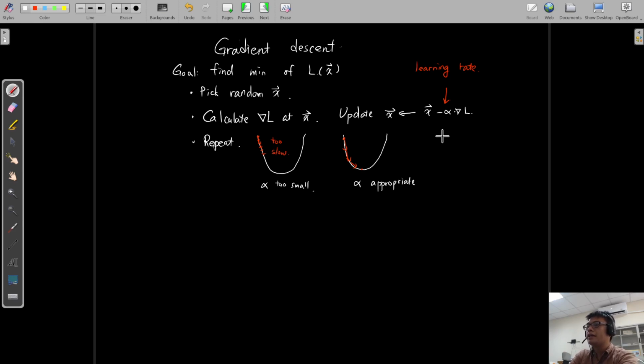On the other side, if alpha is too big, what happens is you might overshoot. You shoot to here, which is good, but the next step, you want to move a lot to the right. You shoot in this direction. And then the next step, you know, okay, you have to move to the left. But alpha is too big. Maybe you move to the left, to here, and to the right. And it might not converge.